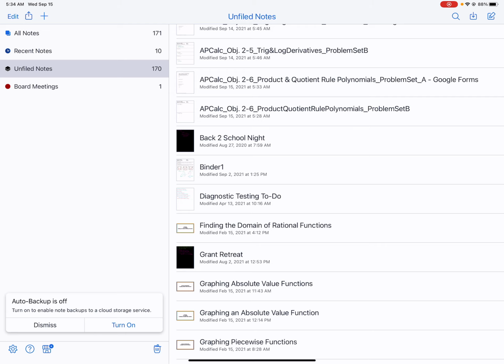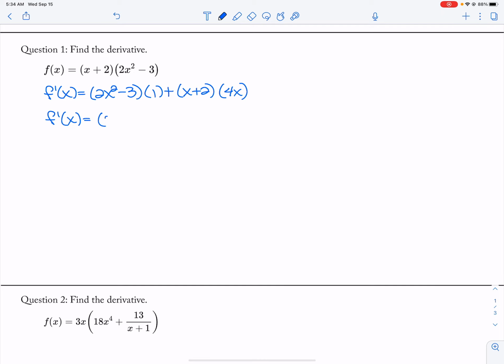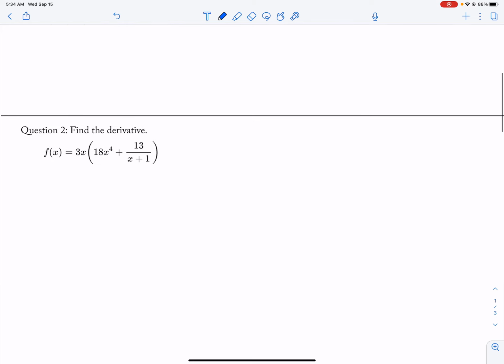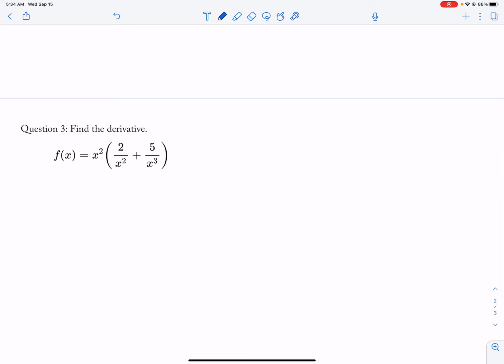So then we will go to problem set B, and we will find the derivative here. So f prime of x is equal to 2x squared minus 3 times 1 plus x plus 2 times 4x. I'm okay with you guys not simplifying, so I would have been okay with 2x squared minus 3 and then plus x plus 2 times 4x. I would have been okay with you guys not simplifying. You will need to simplify when you're trying to pick out the right answers when it comes to a multiple guess quiz and test.